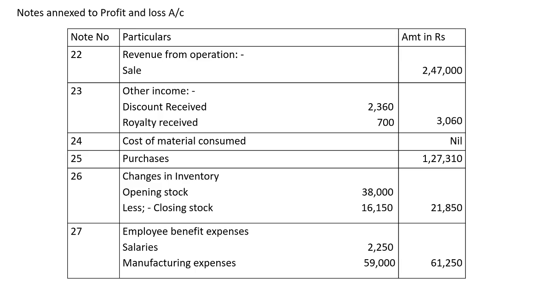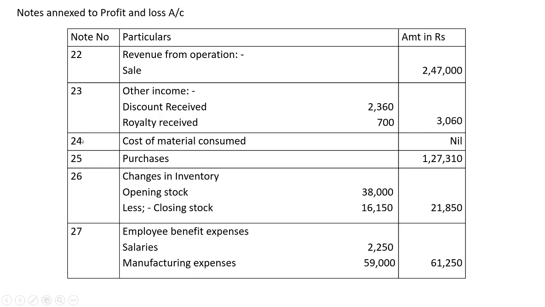So first we are going to go for the notes annexed to profit and loss account. Here note number 22, revenue from operations, that is sales, 2,47,000. And the other income, here there are two other incomes. One is discount received, 2,360, another one is royalty received, which is income for us, 700. The total is 3,060 rupees.